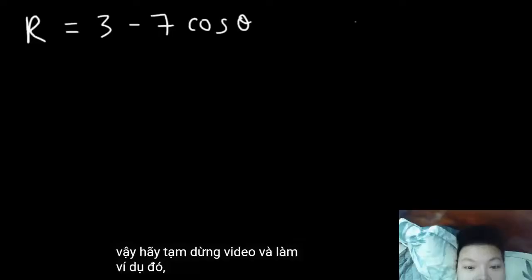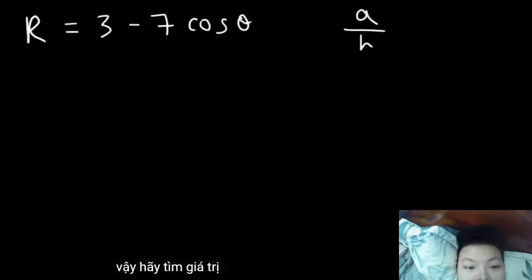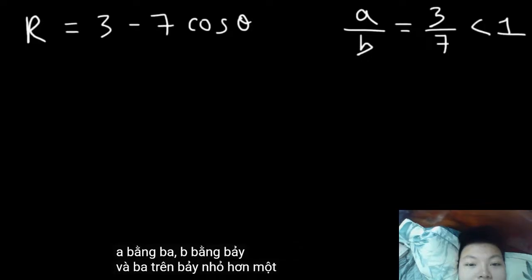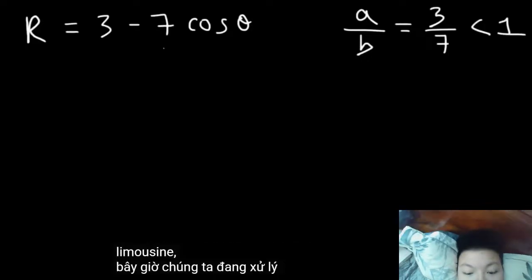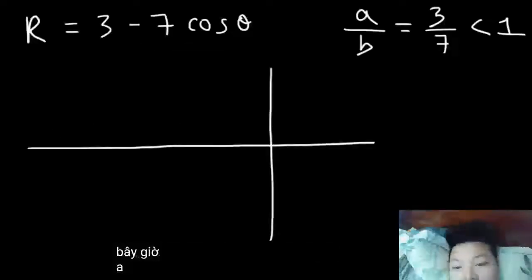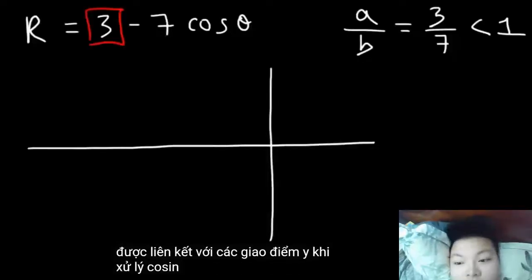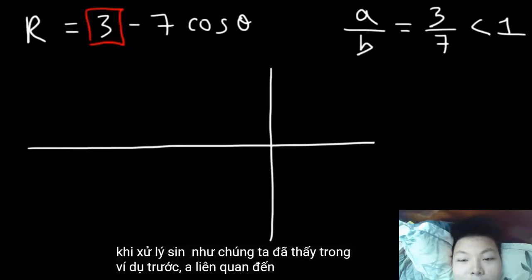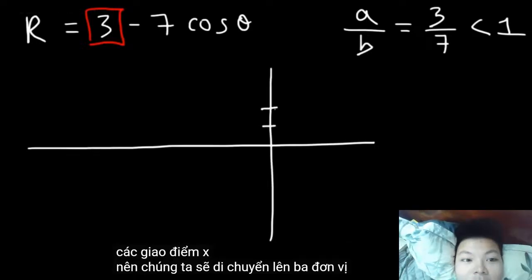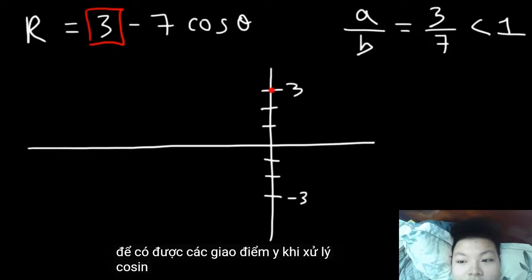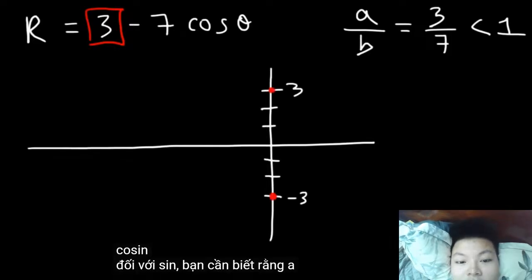So let's find the value of a over b. A is 3, b is 7. And 3 over 7 is less than 1. Now, we're dealing with negative cosine, which means the majority of the graph is going to be on the left side. Now, a is associated with the y-intercepts when dealing with cosine. When dealing with sine, as we saw in the last example, a is associated with the x-intercepts. For cosine, we travel 3 units up and 3 units down to get the y-intercepts. For sine, you need to know that a is associated with the x-intercepts.